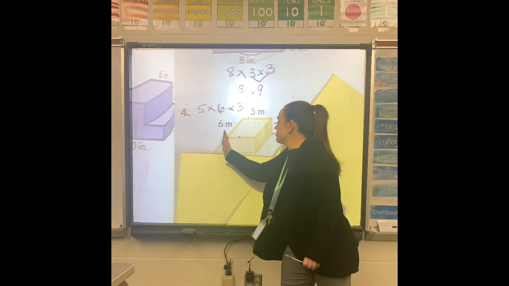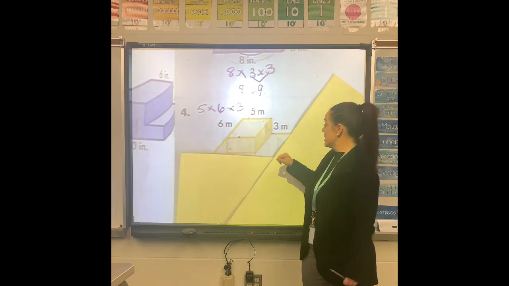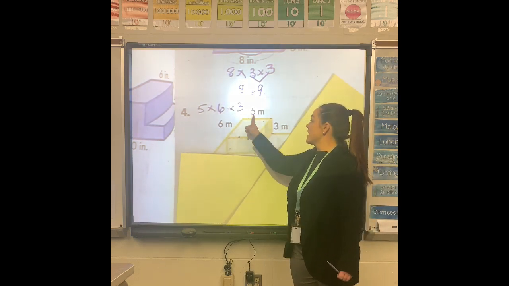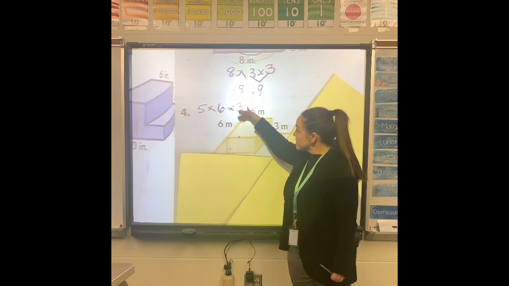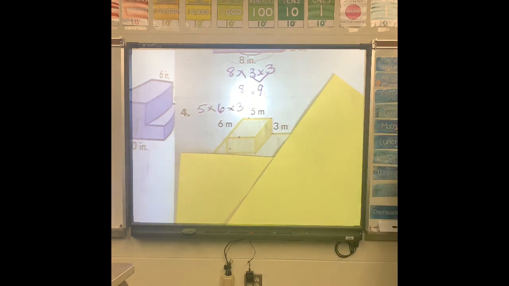So left to right. Sometimes you have to look like the one on the bottom. It made it really easy for us. Over here, left to right is 5. Front to back is 6, and bottom to top is 3. It would be nice if they would point to it, but then I think that might make it too obvious.